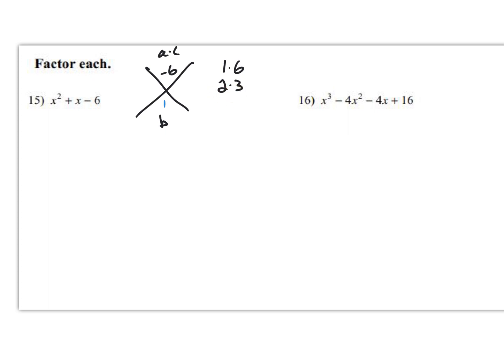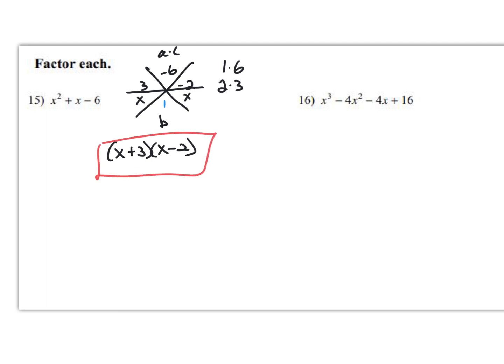Now, when we multiply them, we need a negative. When we add them, we need a positive. So that means it's going to be positive 3 and then minus 2. Then we draw our line across and put that over the x, but that's just a 1x. So those are your terms right there: x plus 3 times x minus 2. And that would be the factored form of number 15.